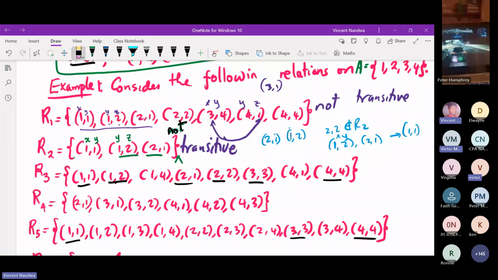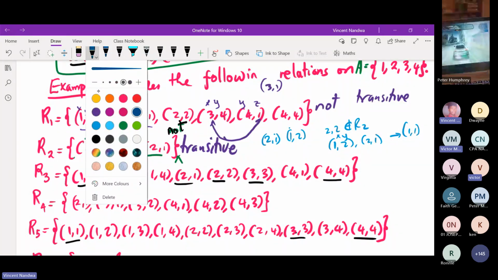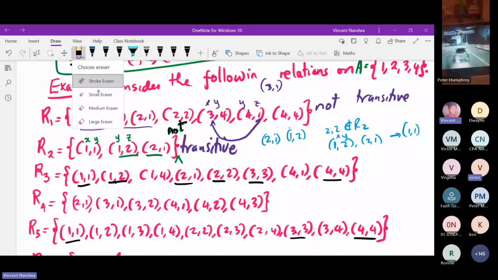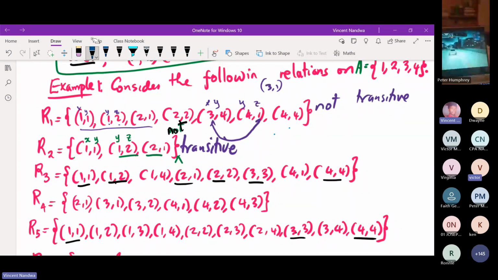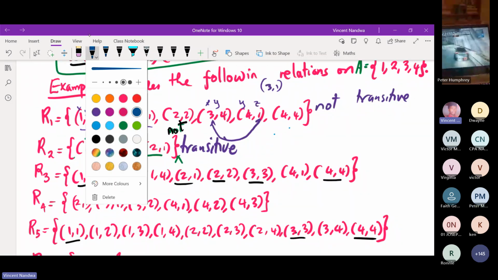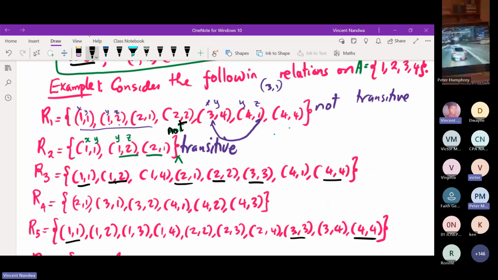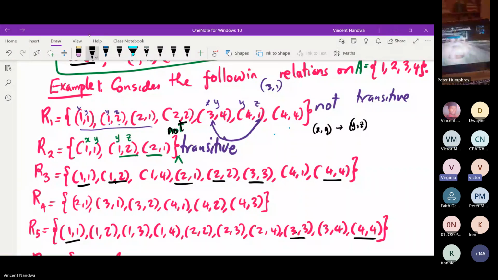Okay, this is the easiest way to check transitivity. It's very easy to check whether there are two pairs that don't satisfy that property, for you to disqualify. So remember, we need x to be related to y, and then we have y related to z, so we need to have x related to z.